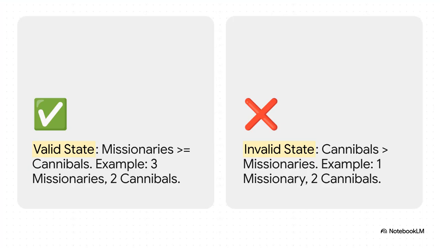Okay, so everything, and I mean everything, hinges on this one critical rule. A valid state, or a safe situation, is any time the missionaries are either equal to or outnumber the cannibals on a riverbank. That's the safe zone. But the second the cannibals have the majority, even for a moment, that state becomes invalid. And that is the one rule the AI absolutely cannot ever break.